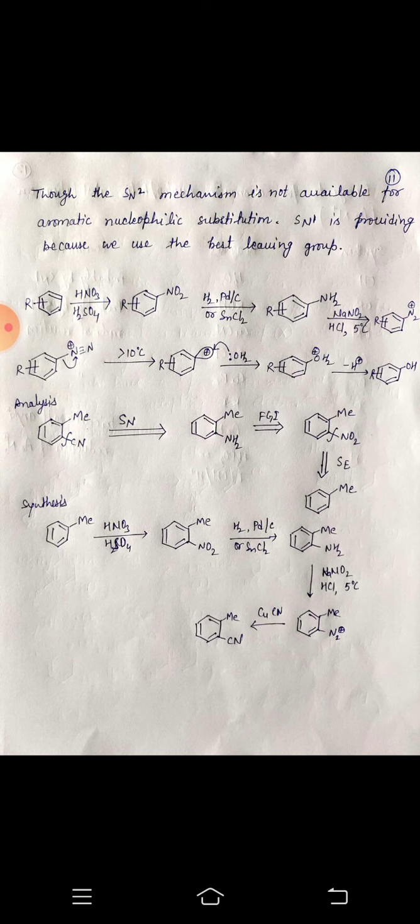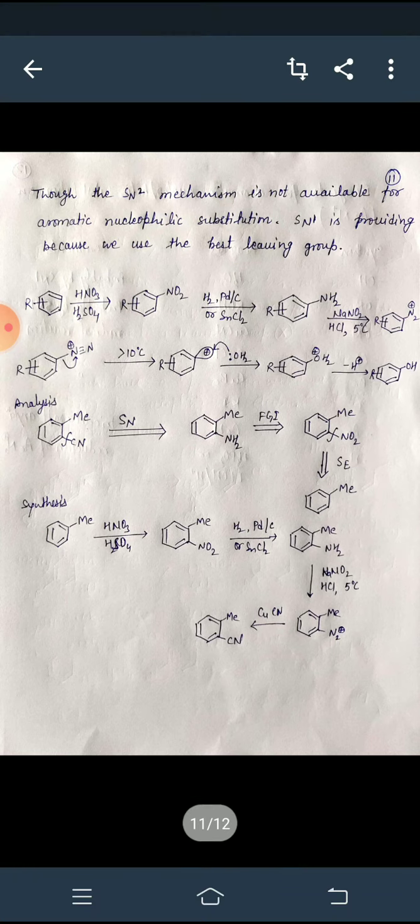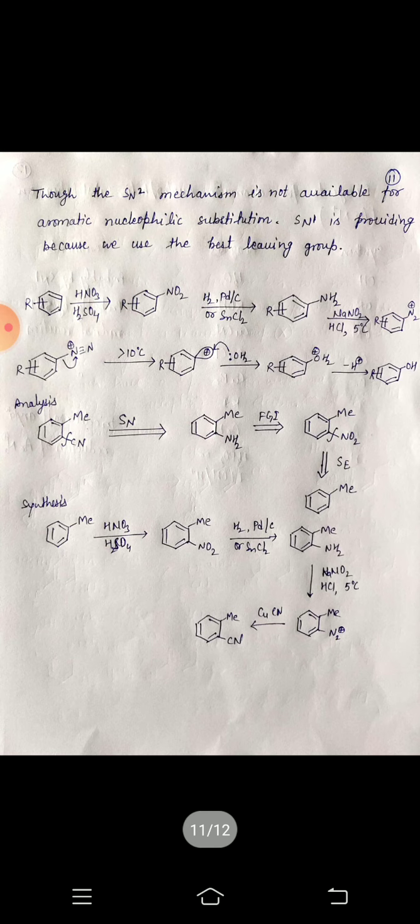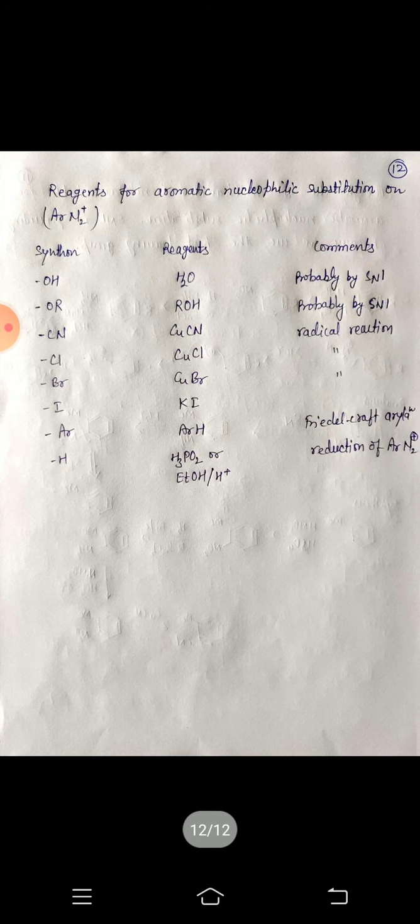The toluene, after nitration, we get the NO2 group at this position, ortho position. Then we reduce this molecule by the reagents hydrogen, palladium, carbon, or SnCl2. Then we get the NH2 group. After formation of the NH2 group, we diazotize with the NaNO2 HCl, and below 5 degree centigrade temperature we get the diazonium salt. And in presence of copper CuCN, then we get the right product of target molecule.